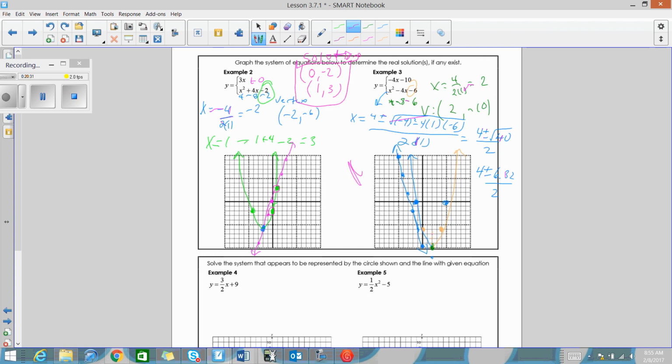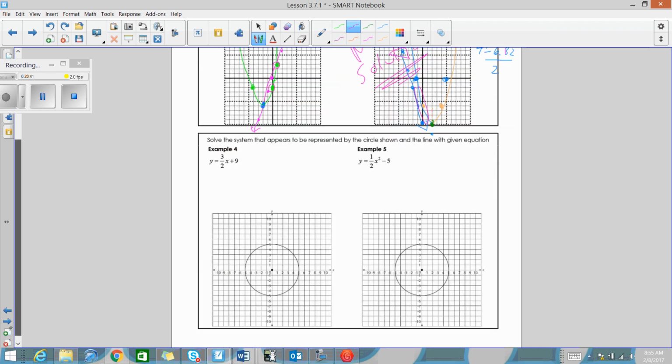So this is no solution because it doesn't touch at all. There's no solution. It doesn't touch. There's this space right here that it never hit. All right, here's our last ones of the day.